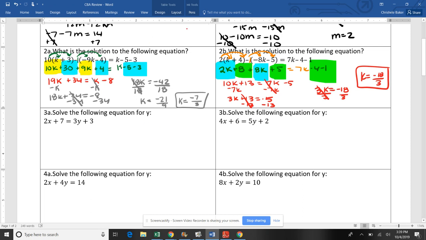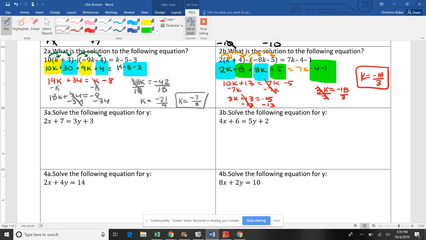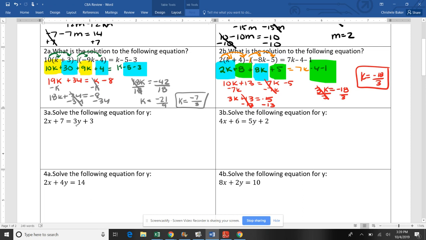Okay, the next section are literal equations. So in a literal equation, I'm not going to get an answer like I got in 1 and 2 because I have multiple variables. I have x and I have y. Those are not the same variable and they can't combine. So I'm just going to get this y by itself. So I have to still use my inverse operations and still isolate this y.